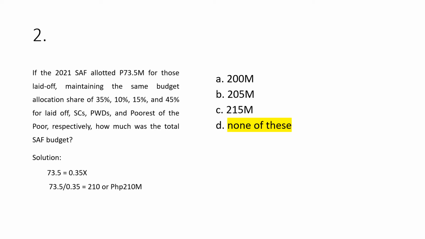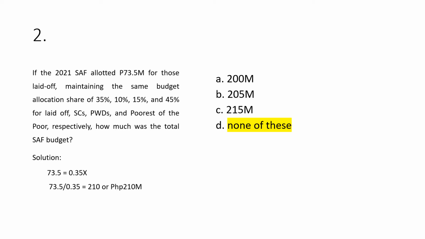For number two, referring to the same distribution, we are told that for 2021, SAF allotment was 73.5 million for those who were laid off. If maintaining the same budget allocation as that of 2020, the sharing would be 35%, 10%, 15%, and 45% for laid off individuals, senior citizens, PWDs, and poorest of the poor respectively.